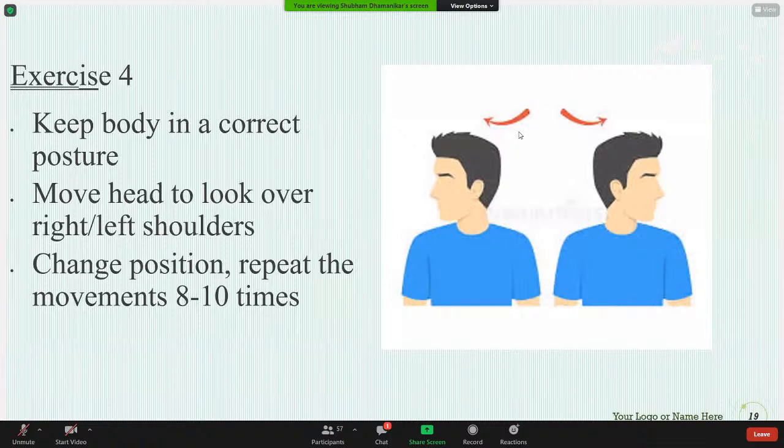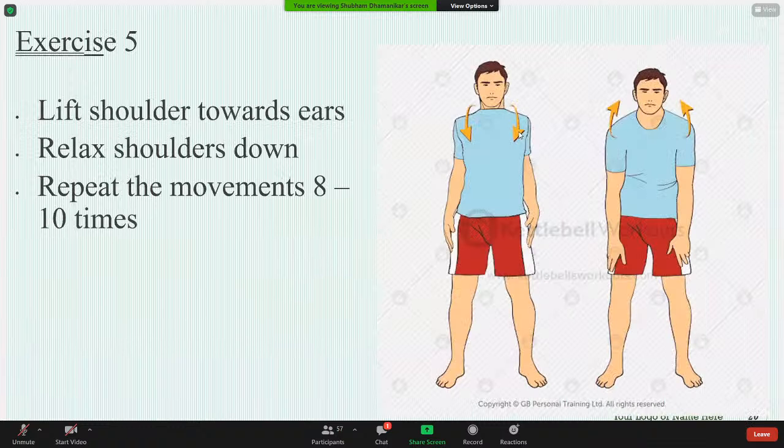Fifth exercise is lift shoulders towards ears and relax shoulders down. As you are able to see in the picture, in the same manner you have to do this, and you have to repeat for 8 to 10 times.